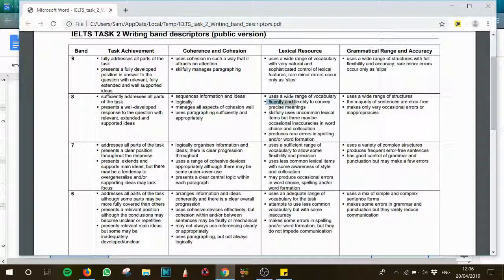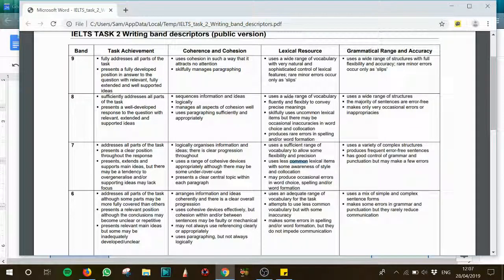Fluently and flexibly to convey precise meanings, most of the time, but not always. We saw some parts that were less precise. So some flexibility and precision, yes, we have that. Less common lexical items, we have that, with some awareness of style and collocation. Yes, there is some awareness. Perhaps there's more than some awareness.